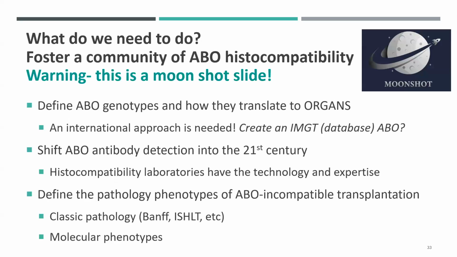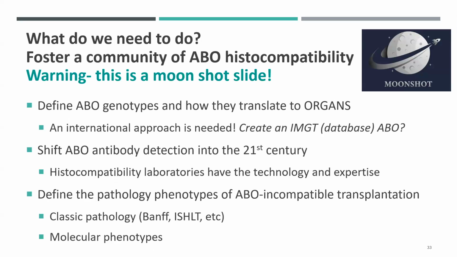So what do we need to do? This is my dream, so it may not currently be reality. And then Lori's going to come up here too, and we're going to have a little mini rant together about ABO histocompatibility. If we can define the ABO genotypes and how they translate to organs, because this is histocompatibility, the red cells, as Lori said, they're not going to put an A red cell unit into a B person. They're just never, ever going to do that. But we do it in transplantation. We do it to increase options for our patients.